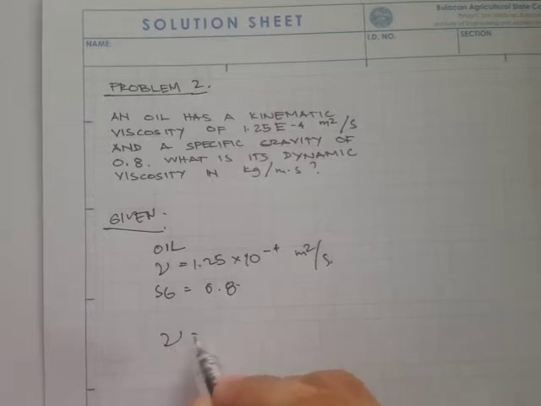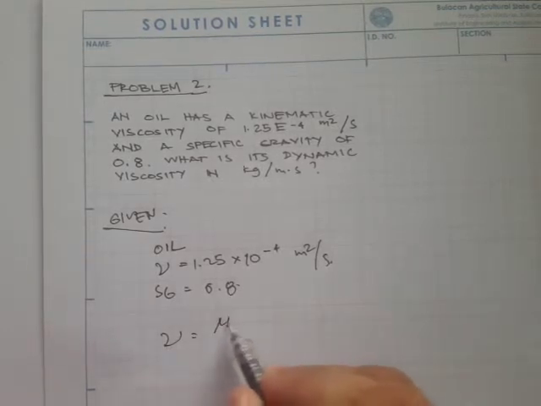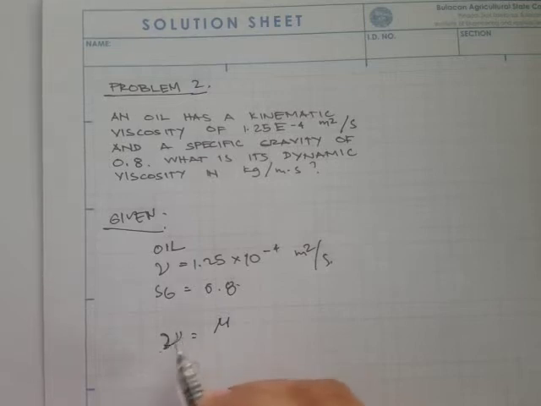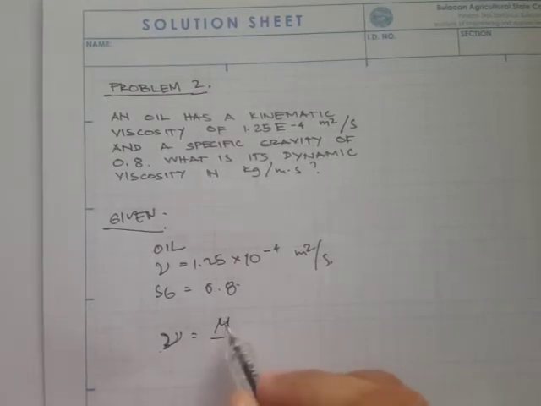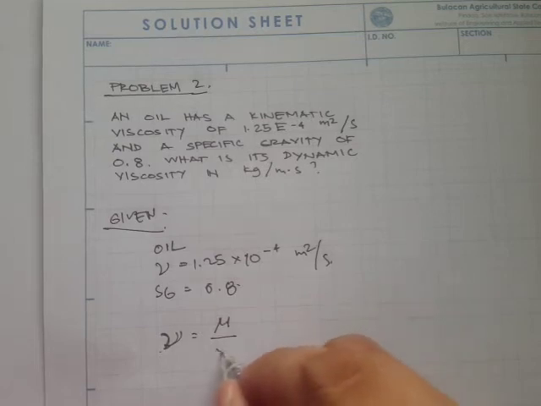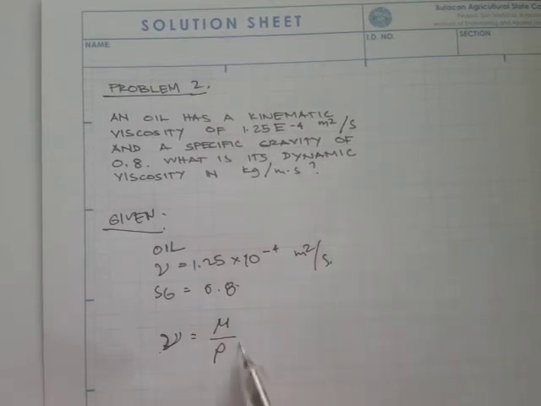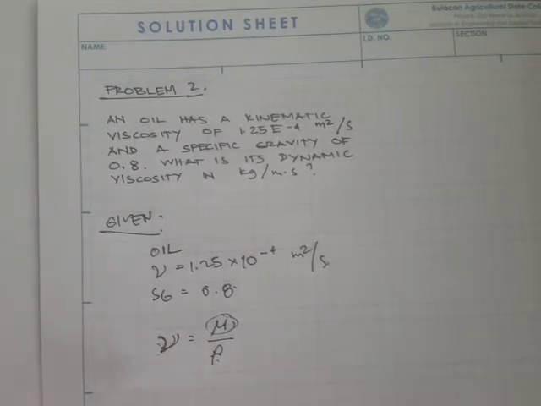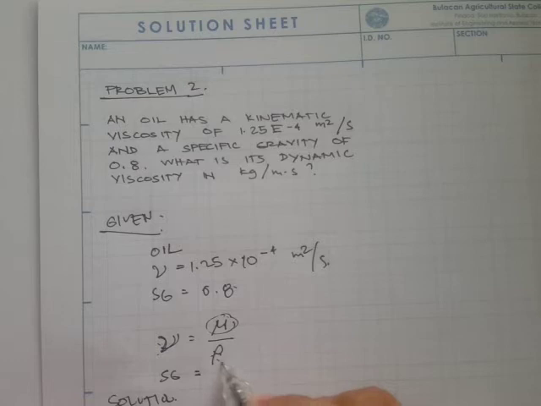Now our working equation is this. We have a dynamic viscosity related to this kinematic viscosity by the density property, right? So we're asked to solve for this, but we don't have the density. We have this, so two unknowns, one equation. We cannot solve that. So therefore, we'll use another equation, which is the SG, right? The density of the oil all over the density of the water.